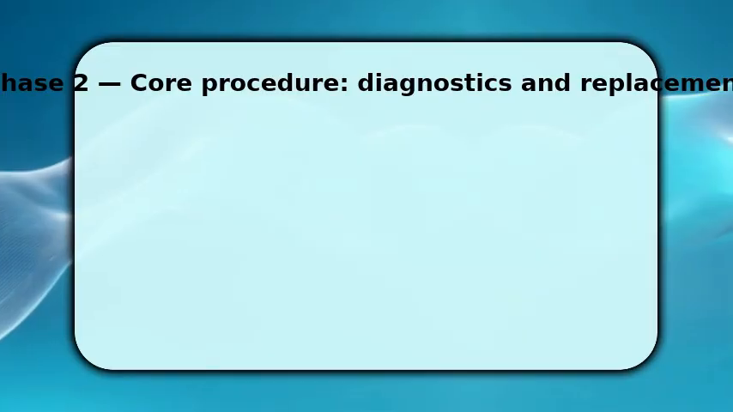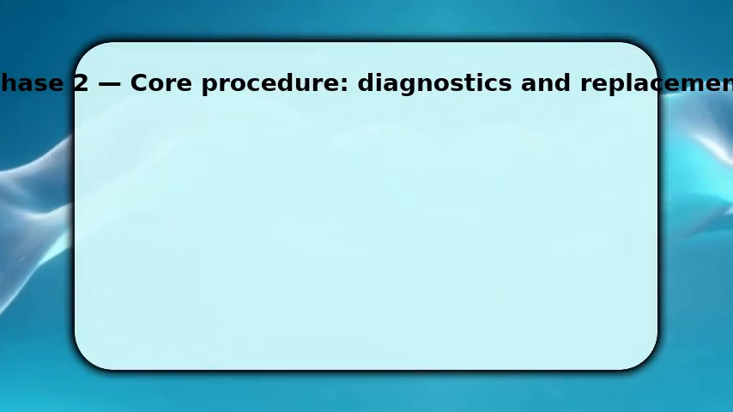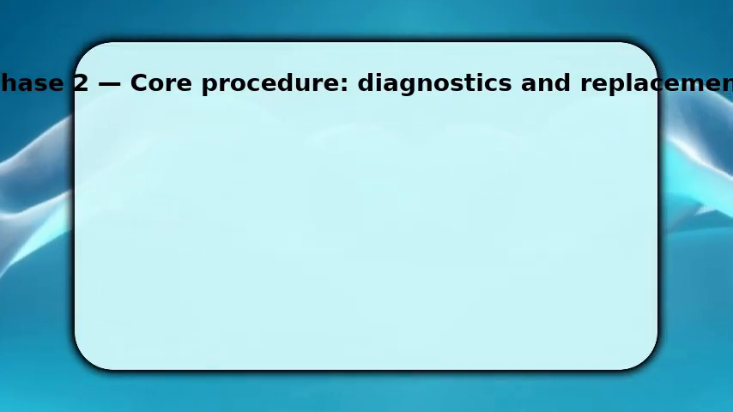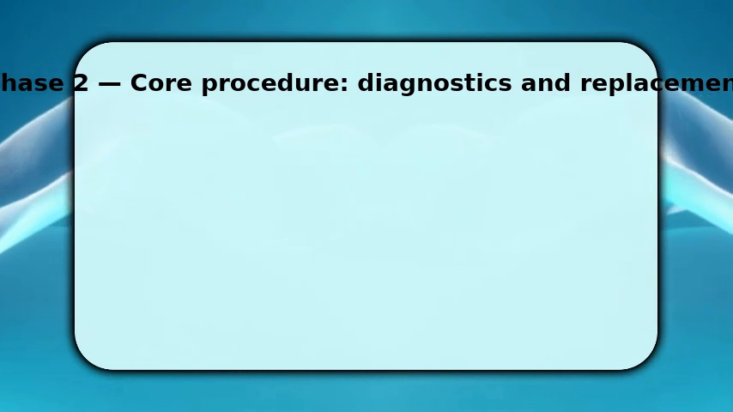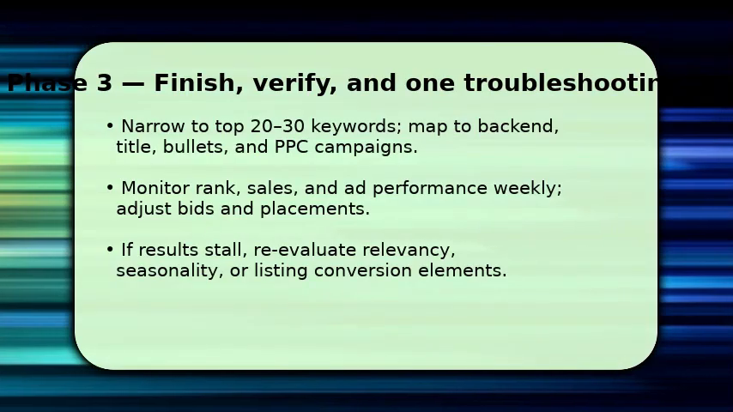Make sure to tag each keyword by relevancy, conversion potential, and difficulty so you can sort. As you go, check top-ranking listings for those terms to infer conversion drivers like images. Finish by narrowing your master list to the top 20 to 30 keywords and map them to specific places: title, bullets, backend search terms, and PPC campaigns.